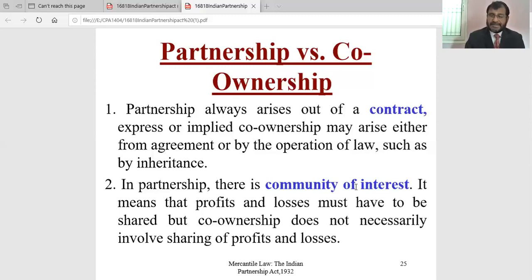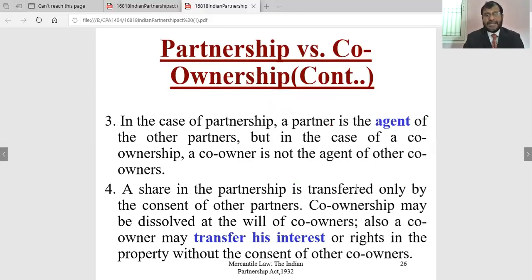Understood? Suppose I own a property, a building. Something has happened to that property, some debts have arisen, floods hit that property. I have some other business. I don't have any community interest with my co-owner. That is a take-home point. In case of a partnership, a partner is the agent of the other partner. But in case of a co-ownership, a co-owner is not an agent of the other co-owner.